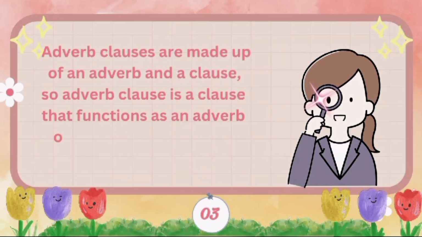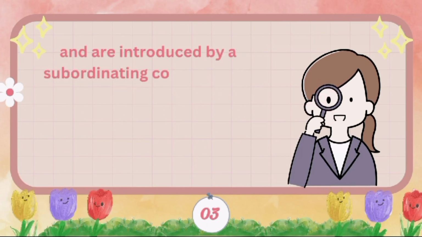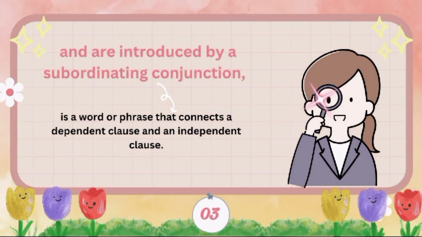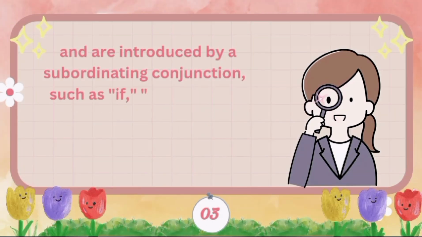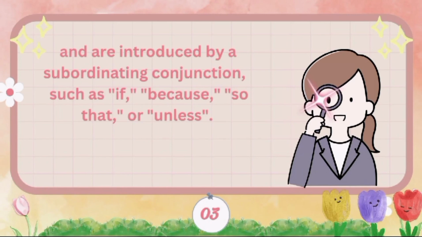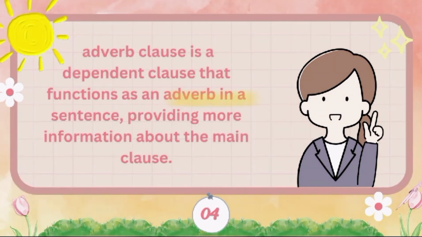So, an adverb clause is a clause that functions as an adverb or modifier in the English sentence and is introduced by a subordinating conjunction. A subordinating conjunction is a word or phrase that connects a dependent clause and an independent clause, such as if, because, so that, or unless. An adverb clause is a dependent clause that functions as an adverb in the sentence, providing more information about the main clause.